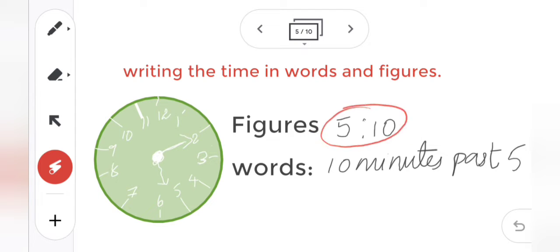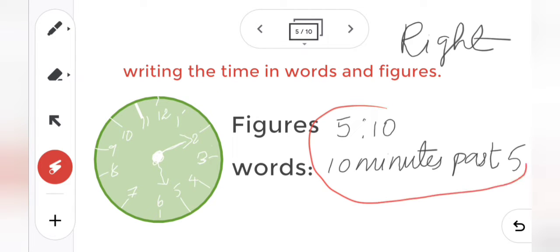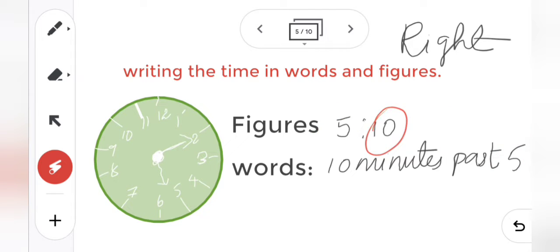Okay, so in figures, you write the hour first and the minute second. But when you write in words, you have to write the minutes first and the hour second. Here the minute hand is on the right side, and the right side is very easy. When you write in words and in figures, the minutes and the hours will not change. Here the hour is 5, here also the hour is 5. Here the minutes is 10, here also the minutes is 10. So it will not change.